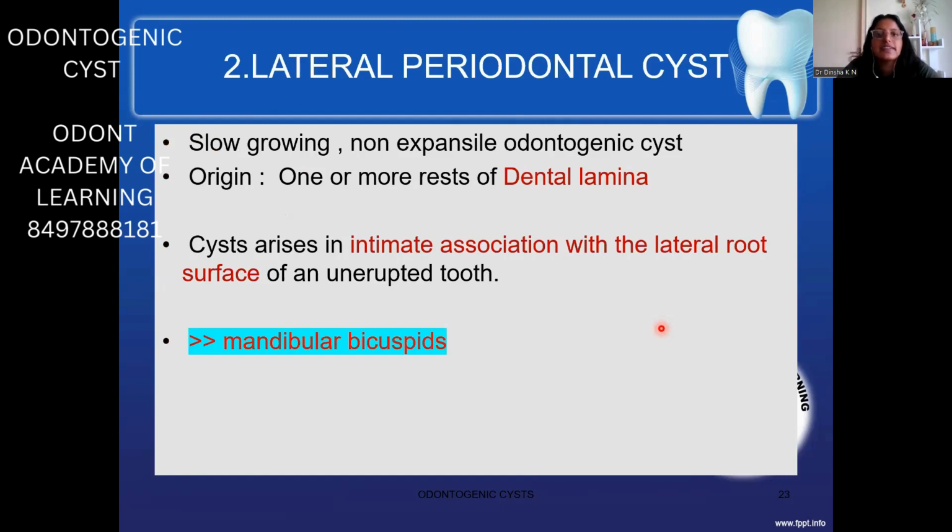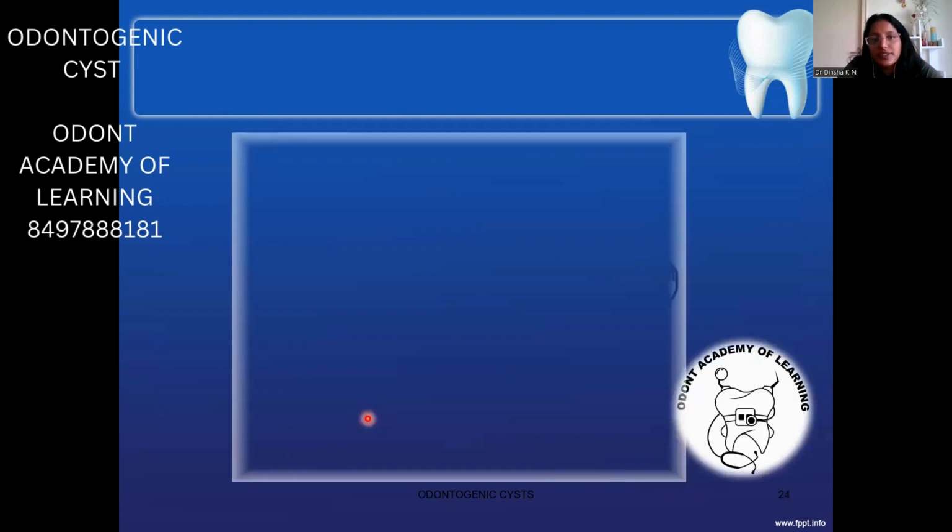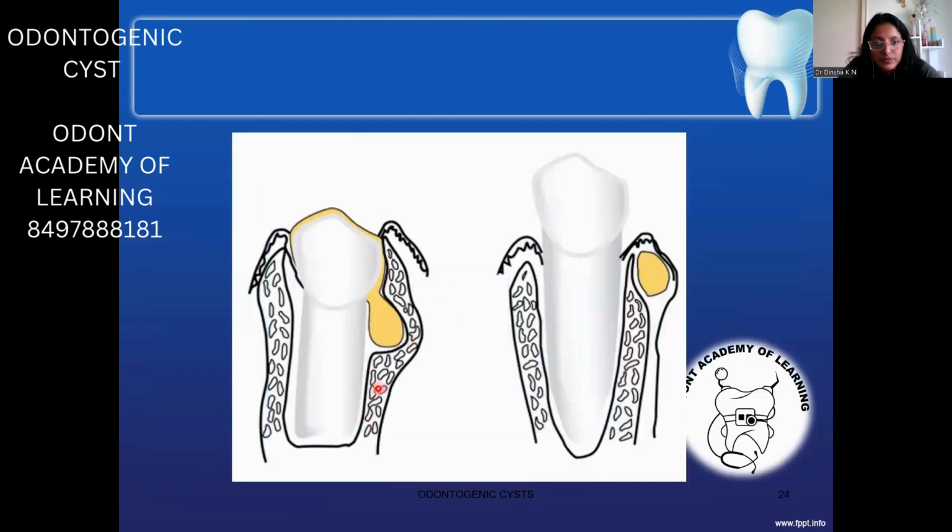Next cyst is the lateral periodontal cyst. As the name says, it presents lateral to the tooth surface. This is a very small, non-expansile odontogenic cyst, originating from the remnants of dental lamina. This cyst arises in intimate association with the lateral root surface of an unerupted tooth. More common location is the mandibular bicuspids or mandibular premolars. You can see in the picture, it is associated with the lateral surface of the tooth.